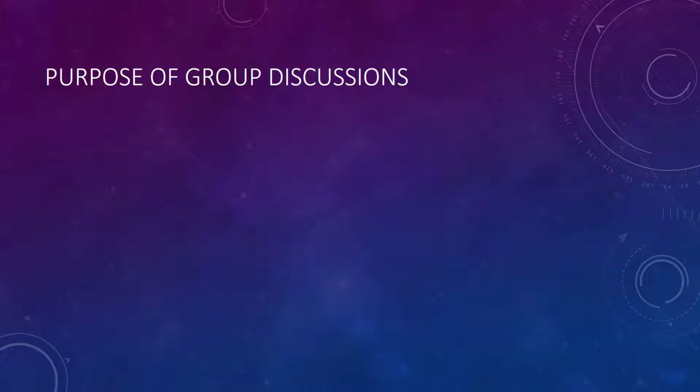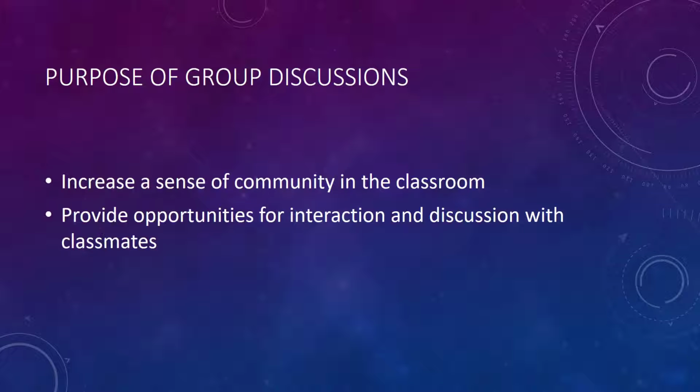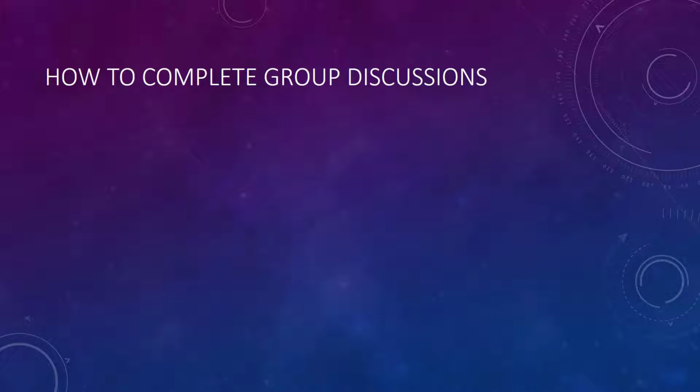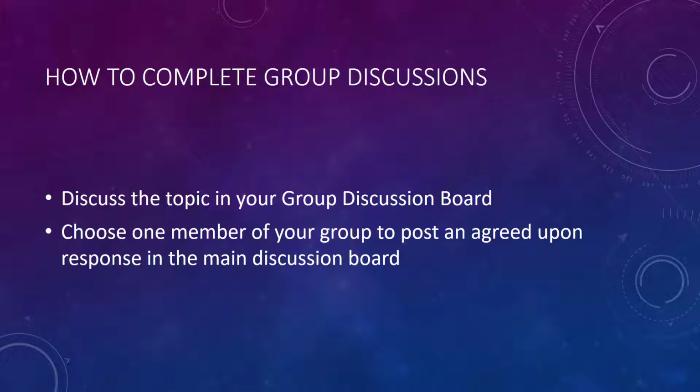In this course, we will be doing group discussions in order to increase a sense of community in the classroom, provide opportunities for interaction and discussion with your classmates, and to introduce you to potential study partners in your class. In order to complete group discussions, you will have to do two things. The first thing you'll have to do is to discuss the topic in your group discussion board, and then you will have to choose one member of your group to post an agreed upon response in the main discussion board.